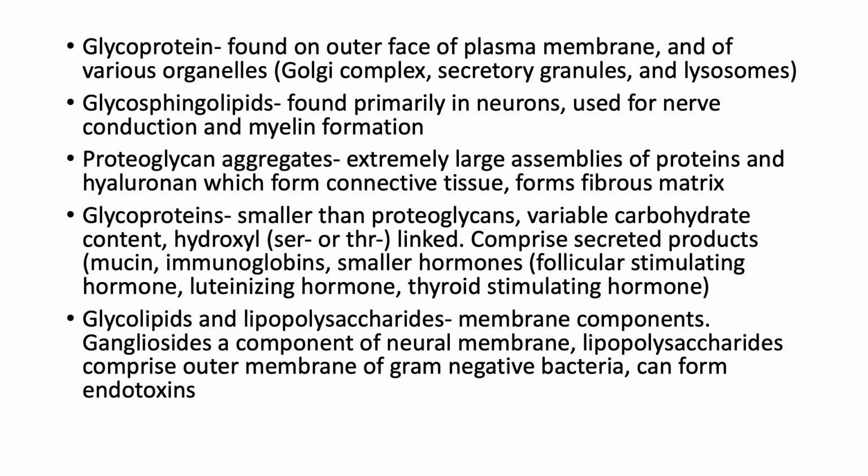Glycoproteins are smaller than proteoglycans. They have a variable carbohydrate content. There's a hydroxyl, either serine or threonine linked. They comprise secreted products such as mucin, immunoglobulins, and smaller hormones such as follicle stimulating hormone, luteinizing hormone, and thyroid stimulating hormone. Glycolipids and lipopolysaccharides are membrane components. Gangliosides are a component of neural membranes. Lipopolysaccharides comprise the outer membrane of gram-negative bacteria, and they can form endotoxins when released.